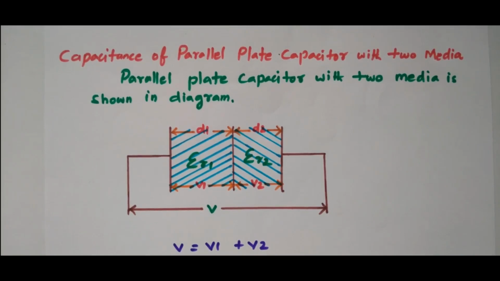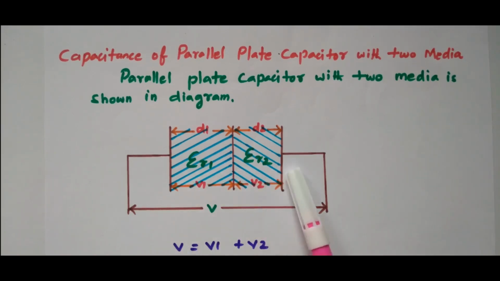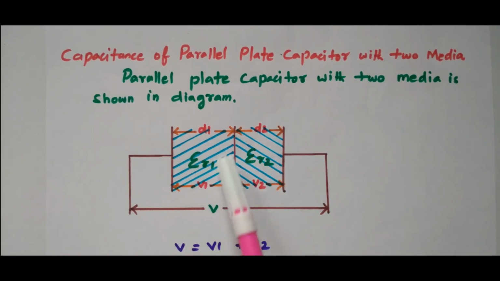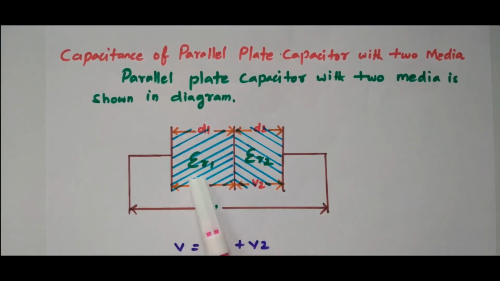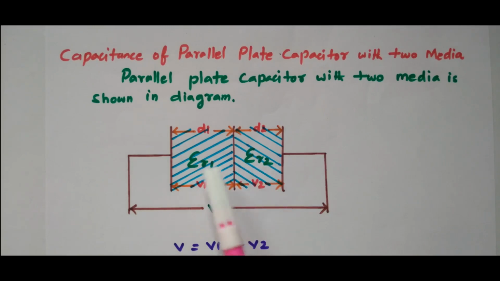Now we'll see the capacitance of a parallel plate capacitor with two media, that is two dielectrics. Previously what we discussed was only one dielectric. So refer to this diagram. This is the parallel plate. Two plates are available. In between, the dielectric material is filled, but only a portion is the first dielectric with epsilon R1. We have another dielectric with epsilon R2. The two different dielectrics are available between this parallel plate.